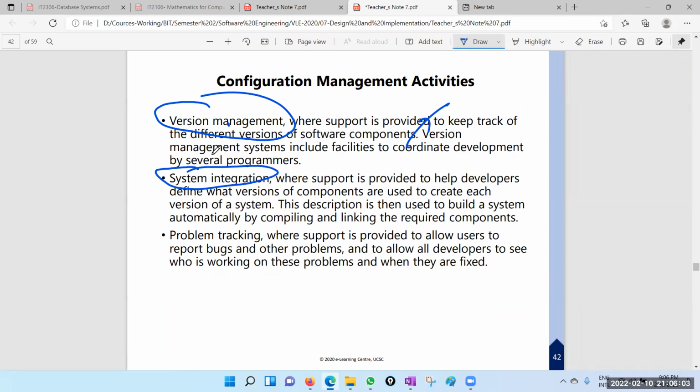Then the system integration. Whenever there's a change, we have to develop that and integrate it into our main product. And also we have to track those changes, because sometimes we have to cost more, we have to reschedule our activities, etc. Okay.